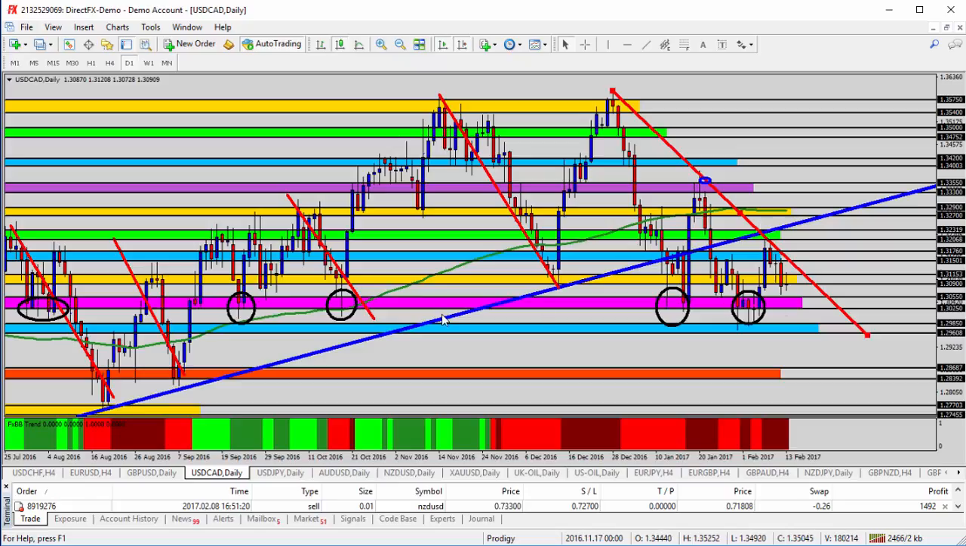But look at the pink zone. I put all these black circles on the chart to show you how significant this area right around the pink shaded area into the mid to low 1.3 thousands has been for this currency pair. Look at that. All these times finding support right around the pink and the blue shaded area.